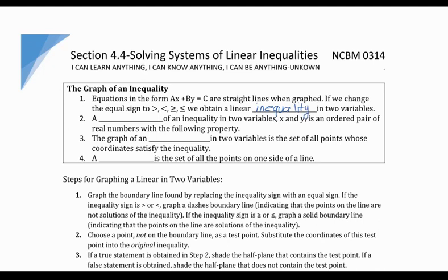A solution of an inequality in two variables, x and y, is an ordered pair of real numbers with the following property. The graph of an inequality in two variables is a set of all points whose coordinates satisfy the inequality. A solution is a set of all the points on one side of a line.